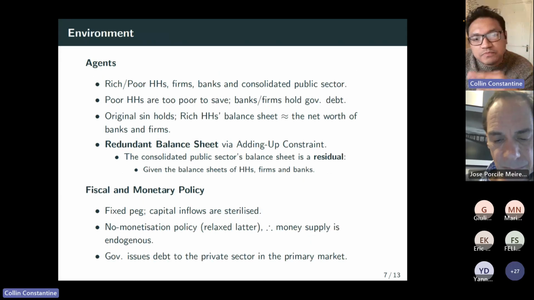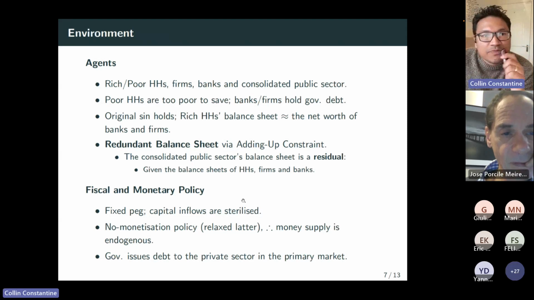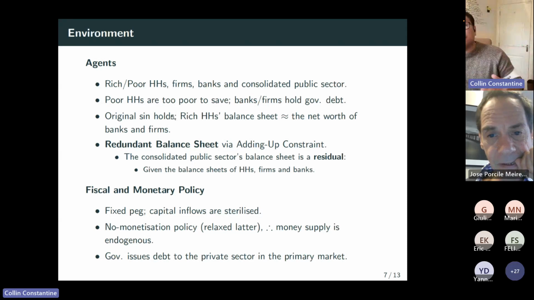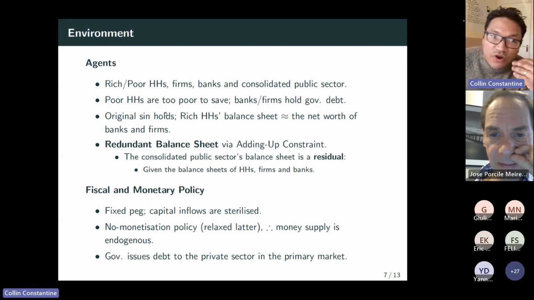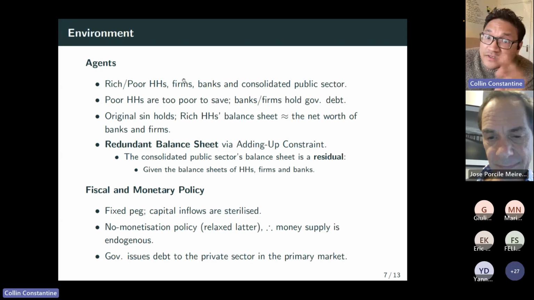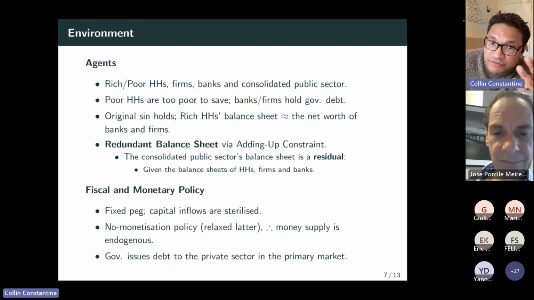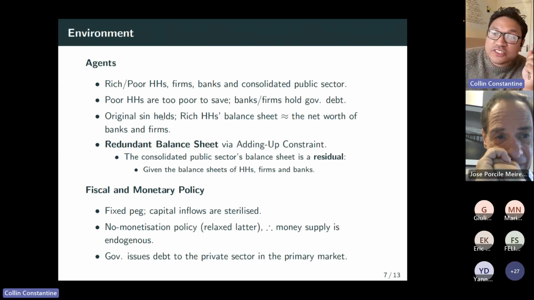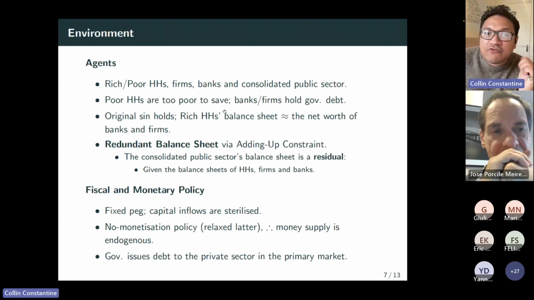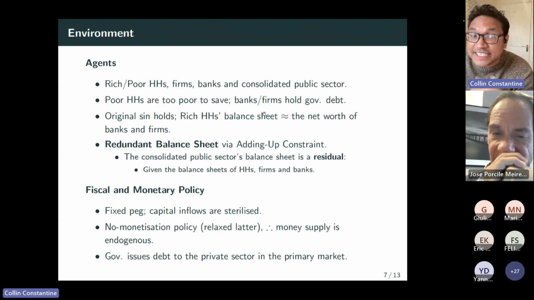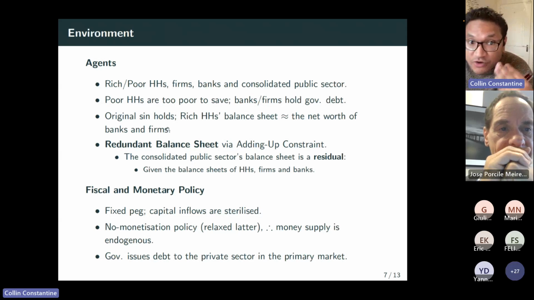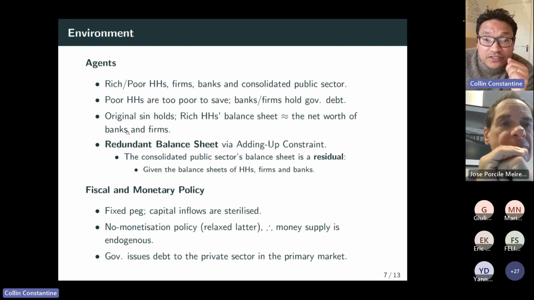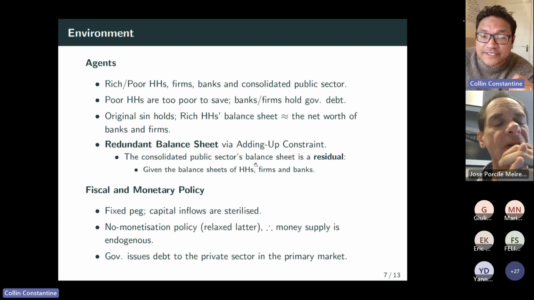All right, just a few words on the environment. I'm thinking in terms of rich and poor households. Poor households are too poor to save. So when we think of investing in government debt, we're talking about rich households. There are firms, banks, and there's a consolidated public sector, central government and central bank. Original sin holds, so there is external debt denominated in foreign currency, and rich households' balance sheet approximates the net worth of banks and firms. In other words, rich households own banks and firms. The redundant balance sheet would be the consolidated public sector's balance sheet in my setup.